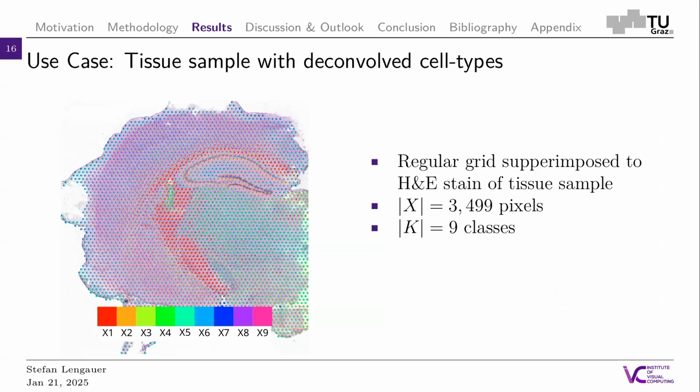This is, as I mentioned, an H&E stain of tissue samples, and here we have quite a large number of components. So quite a large number of pixels, I mean. We had almost 3,500 pixels and 9 different classes labeled from X1 to X9.